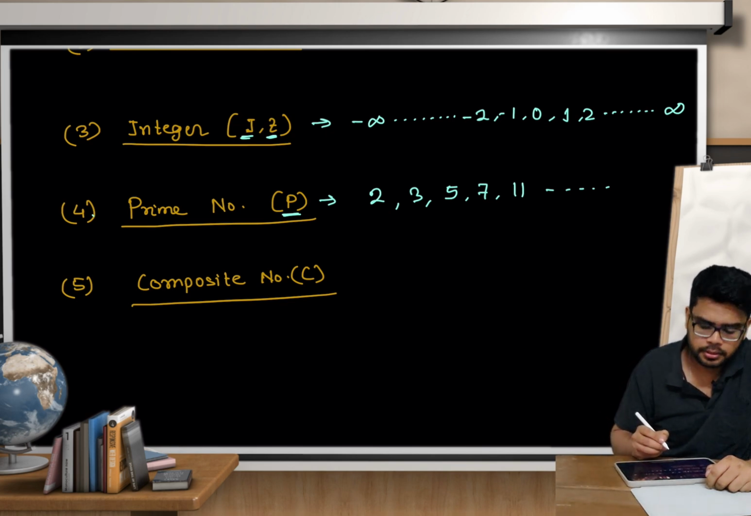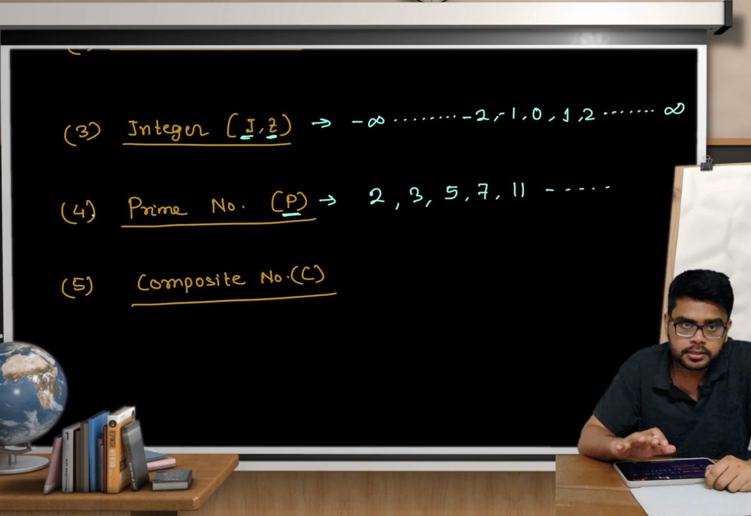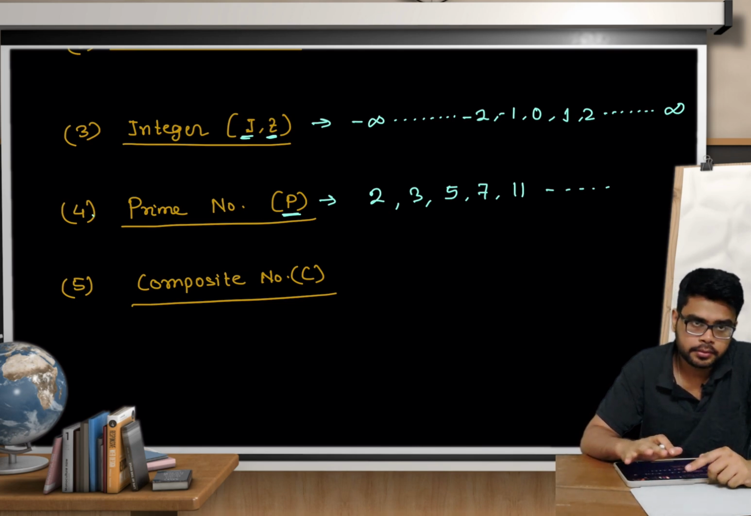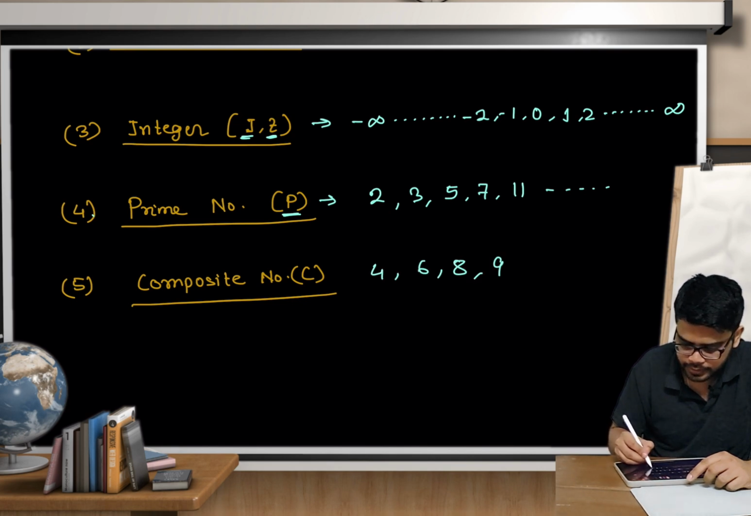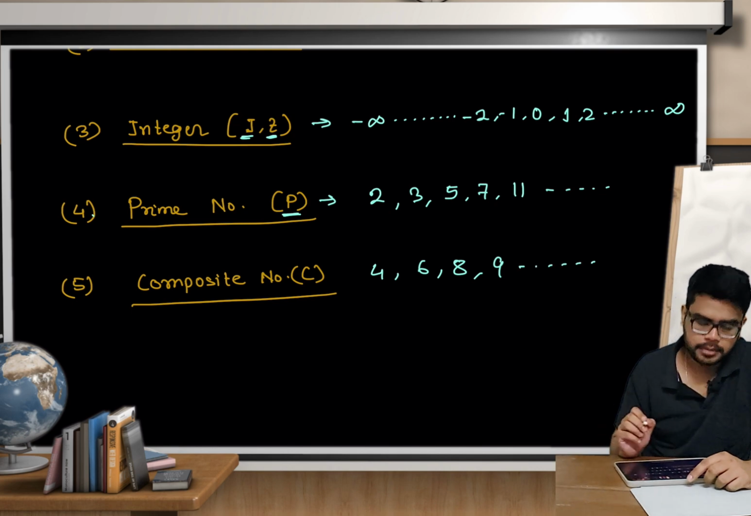What is a composite number? Composite numbers are the rest of all the numbers excluding 1. 1 is neither a prime number nor a composite number. So all the rest of the numbers excluding 1 are composite numbers. For example 4, 6, 8, 9, all these are composite numbers, right?